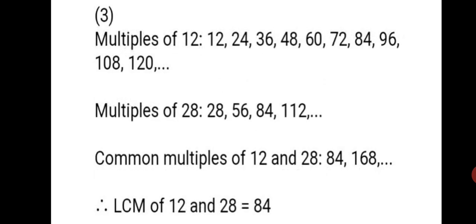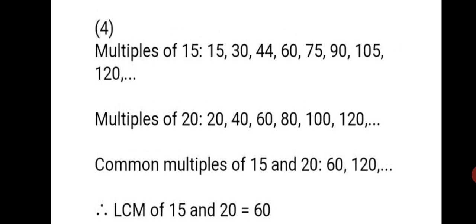Third sum, you have to find LCM of 12 and 28. So write down the multiples of 12 and 28 till you identify a common multiple. Common multiples of 12 and 28 are 84, 168 and so on. Now the lowest one is 84. Therefore LCM of 12 and 28 is equal to 84.